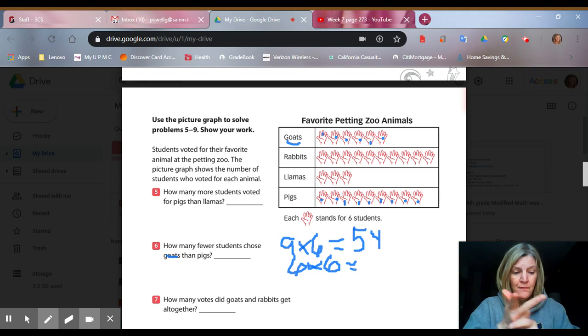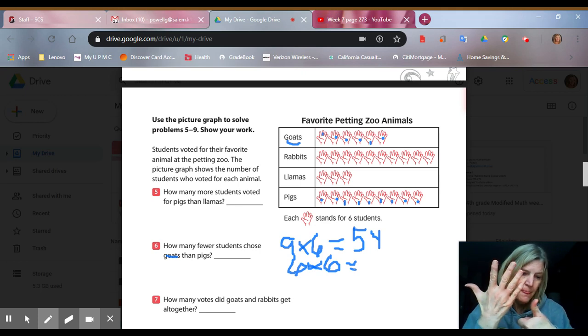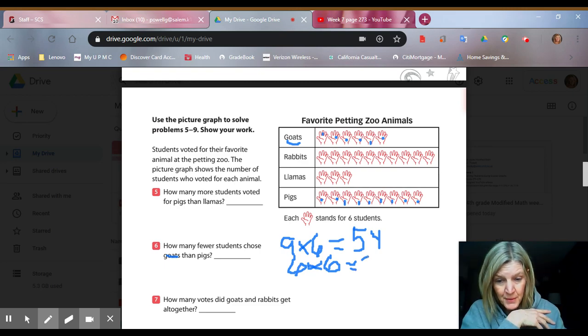5, 10, 15, 20, 25, 30. If 6 times 5 is 30, then to get to 6 times 6, you just need 6 more. So 30 plus 6 is going to give you 36. 36.